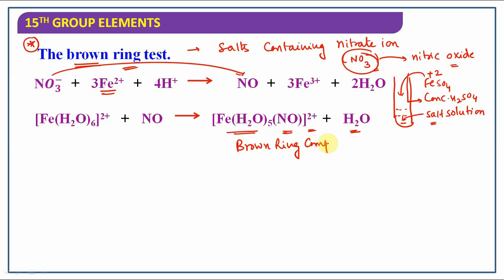Sometimes they will ask you the formula of the brown ring. So this is the formula you have to remember: Fe(H2O)5(NO) 2 plus. It is the formula of the brown ring, children. Very, very important. Once check it, everyone. Is it clear for you? Is it clear? Right?